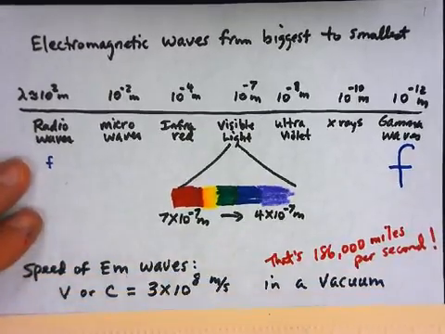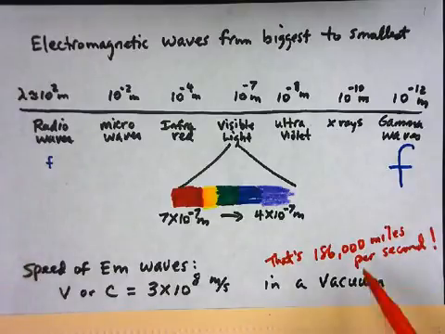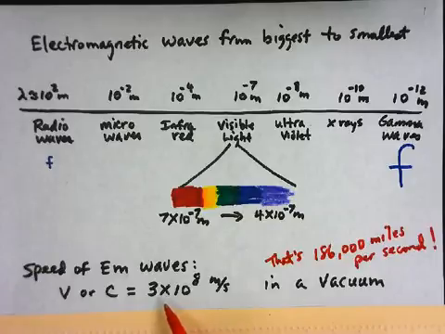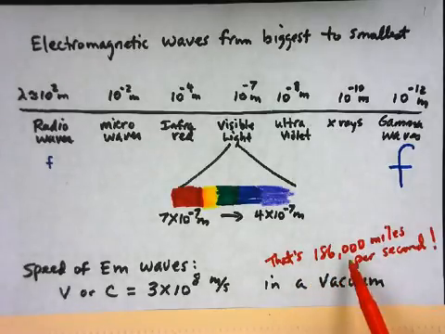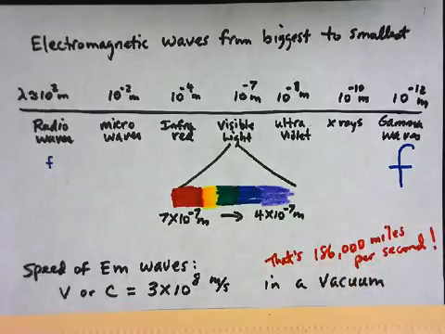How about the speed of these electromagnetic waves? Well, in a vacuum, they all have the same constant speed of approximately 3 times 10 to the 8th meters per second. That's in a vacuum, though. If we put that in more familiar terms, like miles per second, that's 186,000 miles per second.